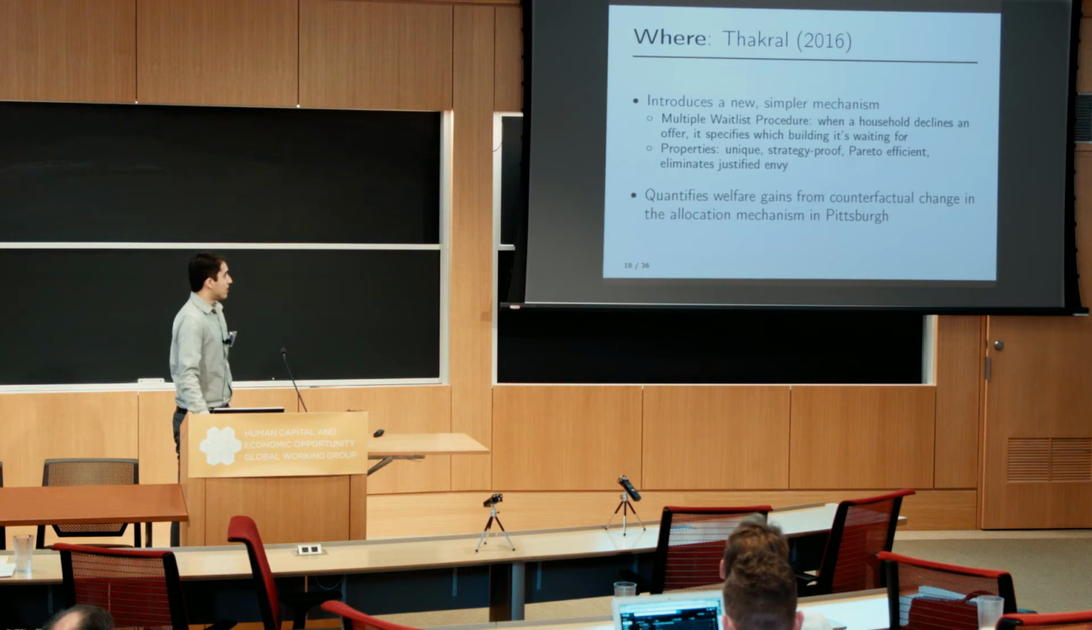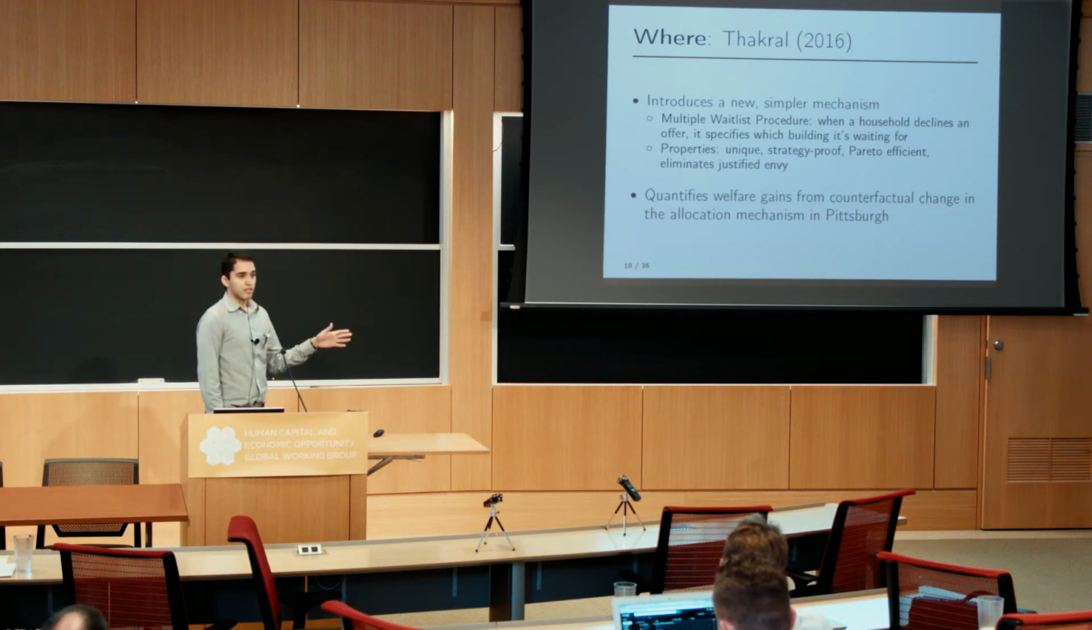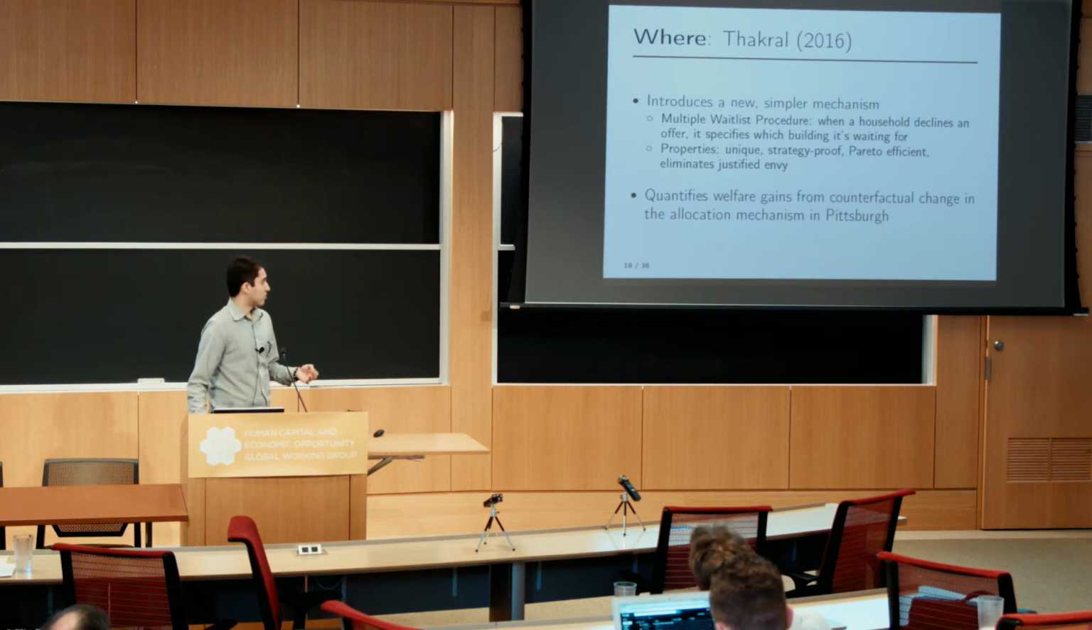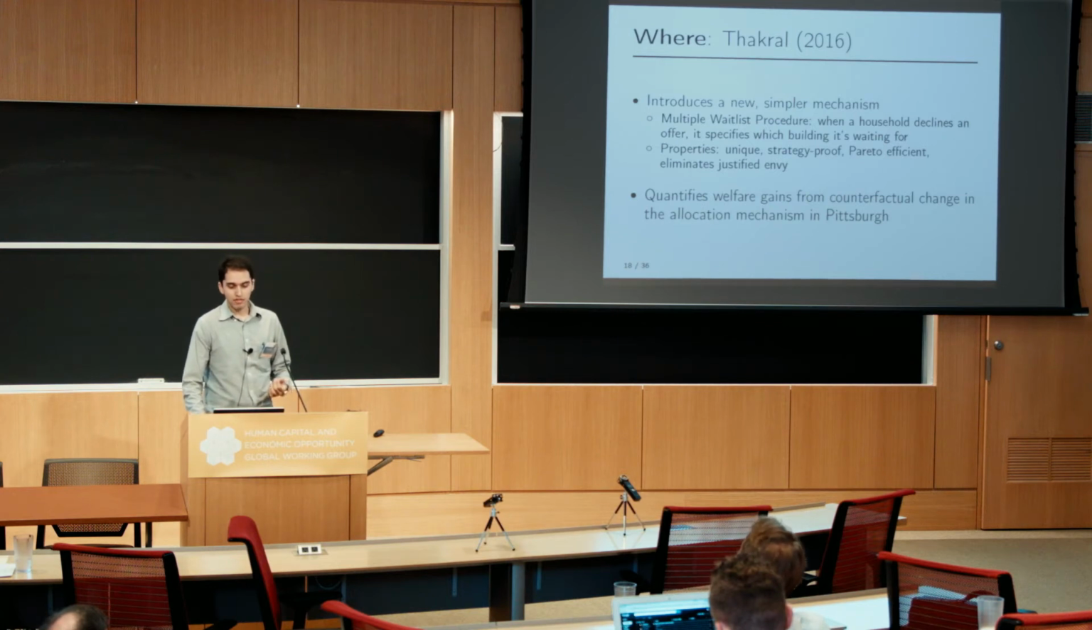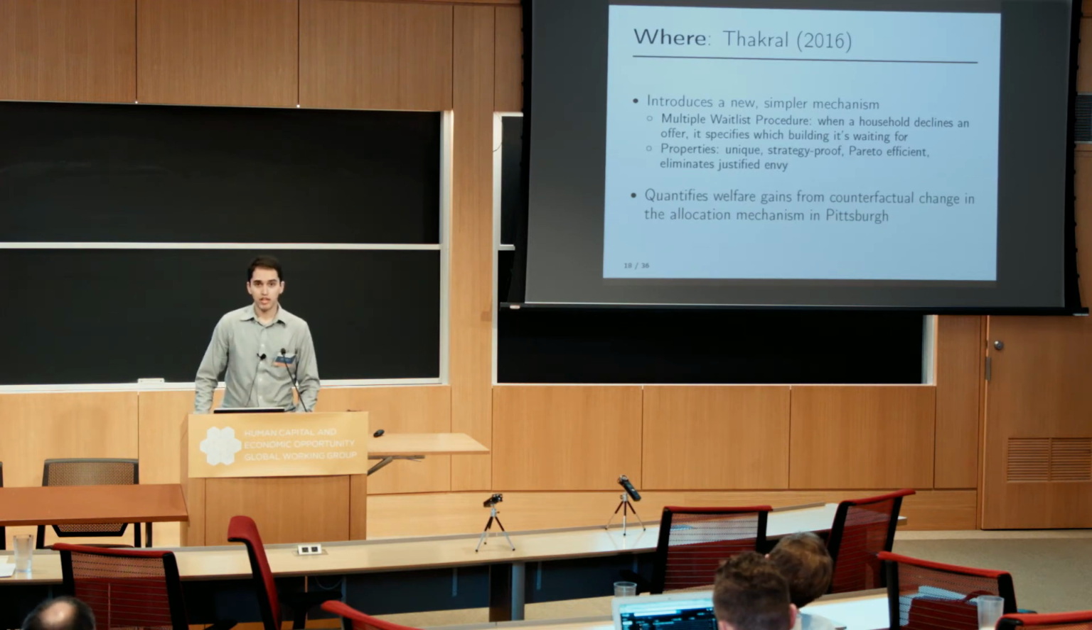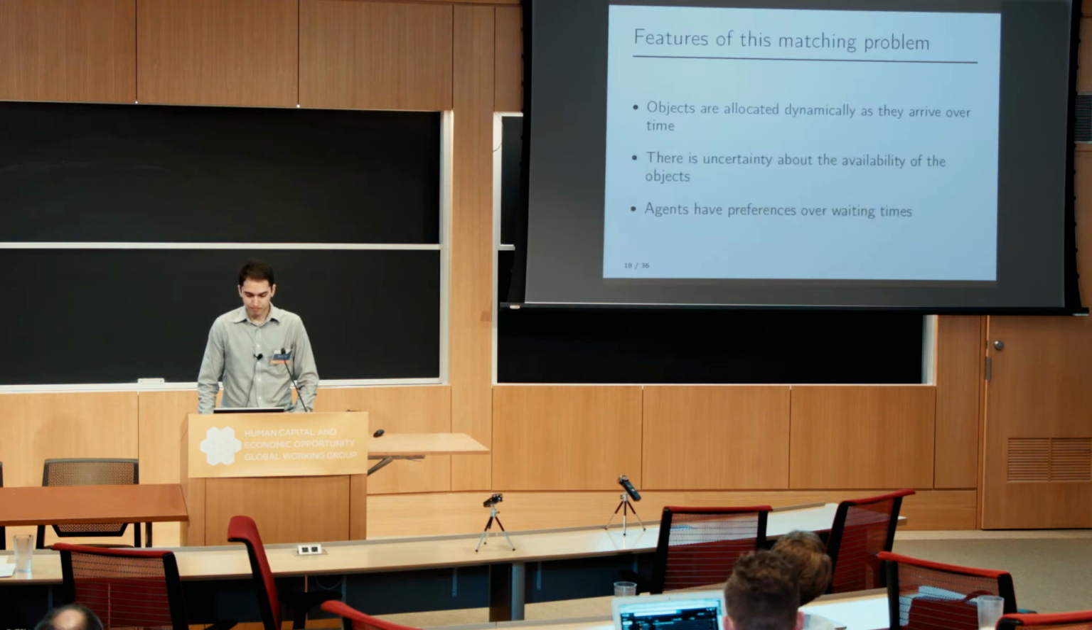So in the paper, what I do is I introduce a new mechanism, an alternative, which allows people to exhibit choice in where they'd like to live. It satisfies a number of desirable properties. It's extremely simple to implement, which I hope we'll see today. And then I quantify welfare gains from changing the allocation mechanism that's used in Pittsburgh, which is take it or leave it, to the new multiple waitlist procedure that I propose.